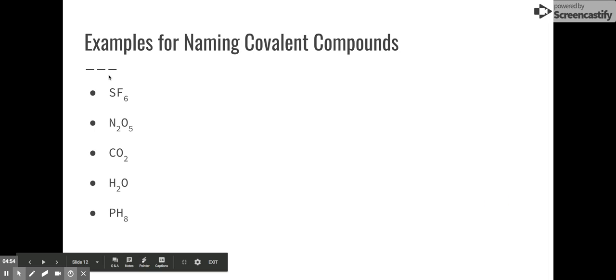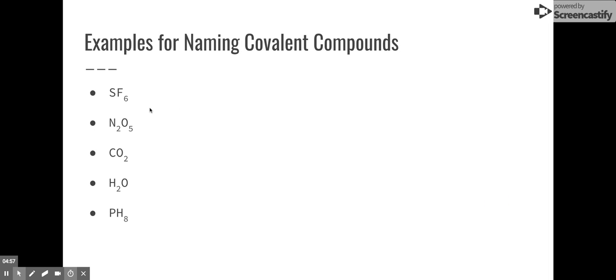Here are some examples for naming covalent compounds, and we are just going to do the first two. So here we see we have one sulfur, and you'd think we would write monosulfur, but since it's just one, we just write sulfur. And next we see that we have 6 fluorines. Knowing our naming rules, we know that 6 turns into hexa. And fluorine would then be changed to fluoride, because it's the second element.